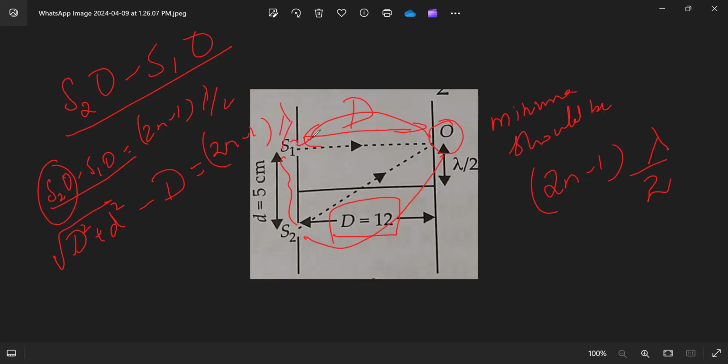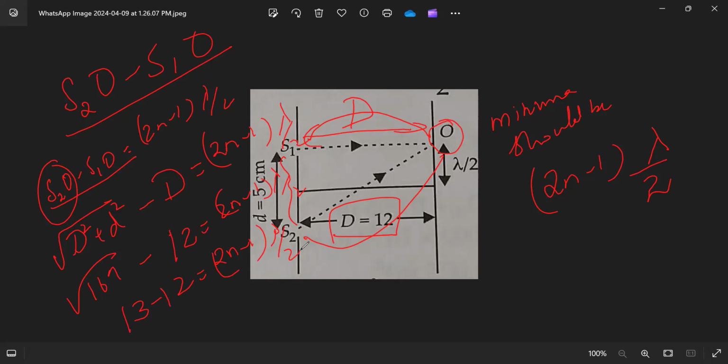Now, what is d square? 12 square plus 5 square, that is root 169, minus d, which is 12, is equal to 2n minus 1 into lambda by 2. So, root 169 is 13. 13 minus 12 is equal to 2n minus 1 into lambda by 2.